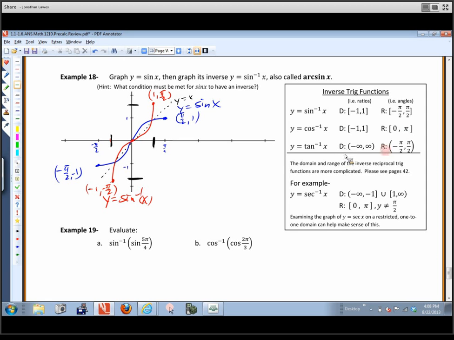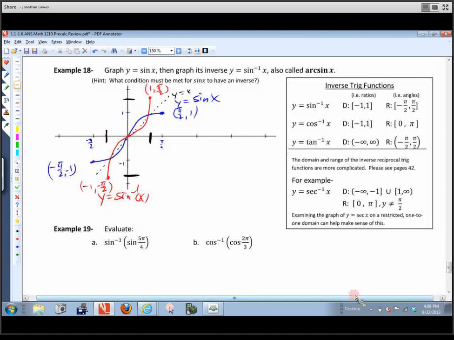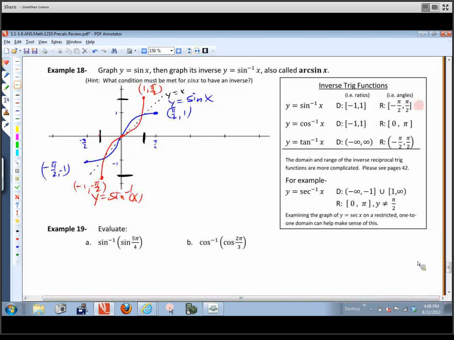And then same type of thing for tangent inverse. You can plug in any number you want. Any ratio is okay to plug in, but you're only going to get angles out between negative pi halves and pi halves. So I like to think of these in terms of quadrants. If we looked at this quadrant-wise, this is in quadrant 1 or 4. That's where you're going to get answers out.